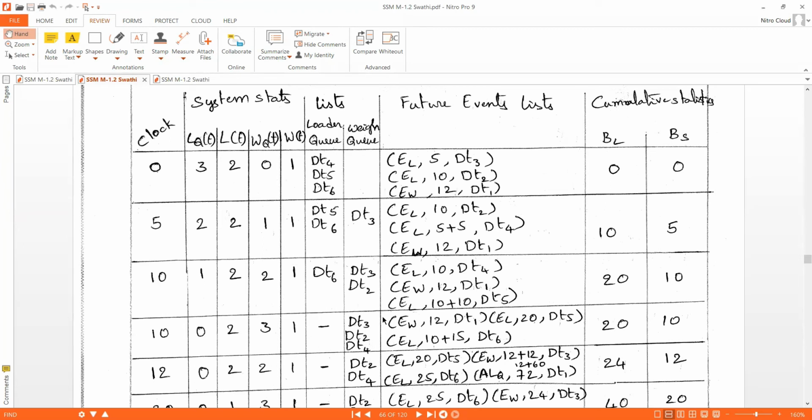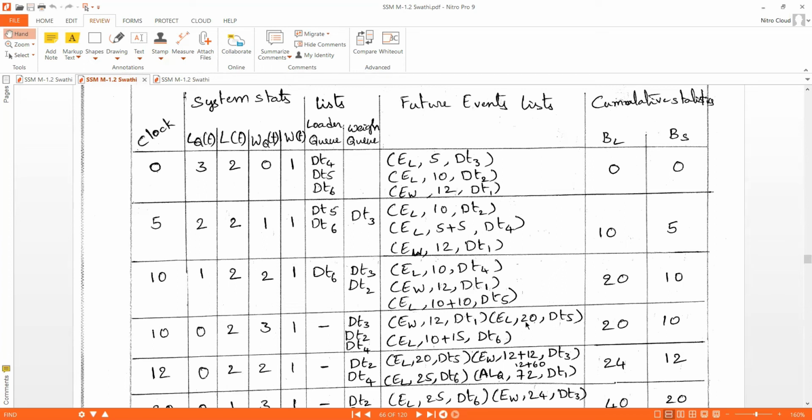Now we need to update the future event list. Here the future event list of ending weighing time of DT1 is 12. That is as it is from the previous future event list, we will write it. Next, another future event which is going to occur is the ending loading time of DT5, which will occur at simulation clock time 20. 10 plus 10, it is 20. That also we will write as it is.